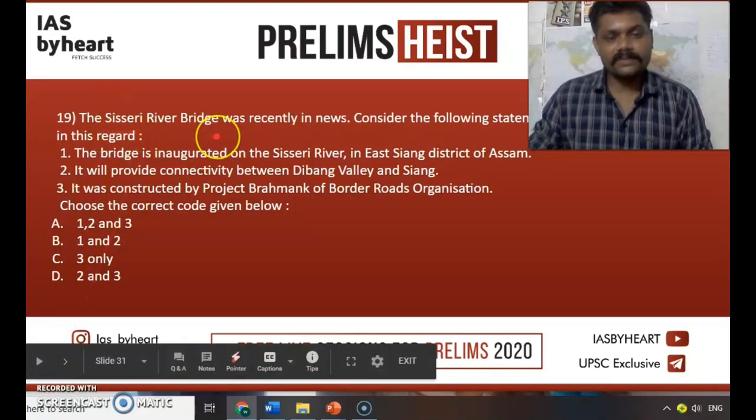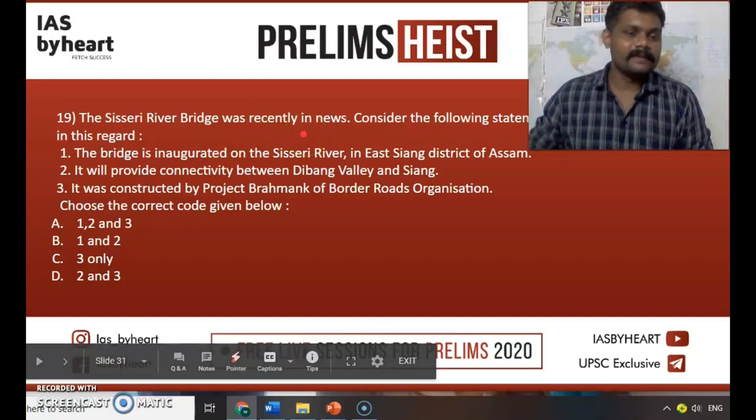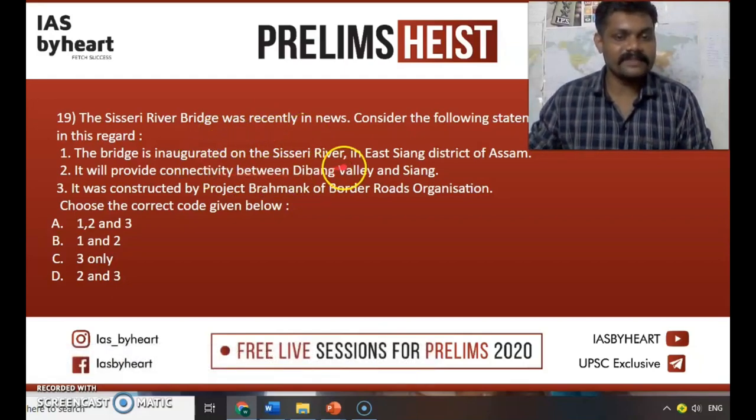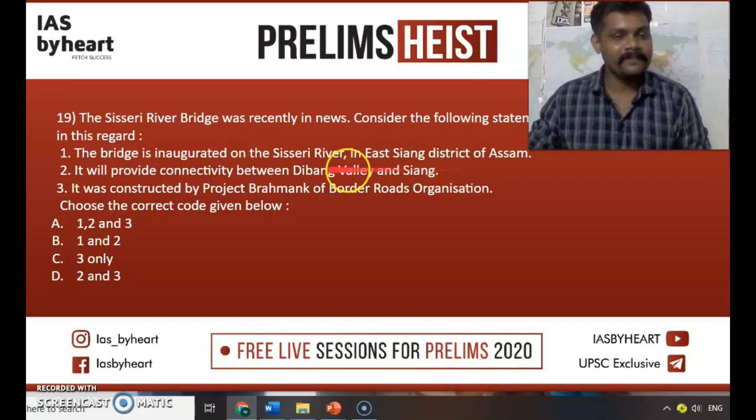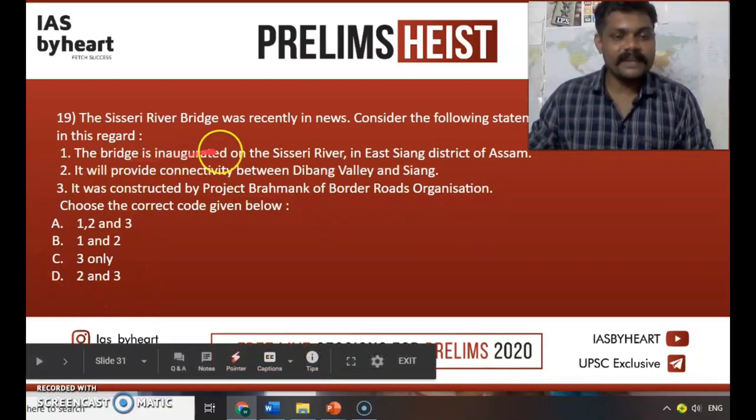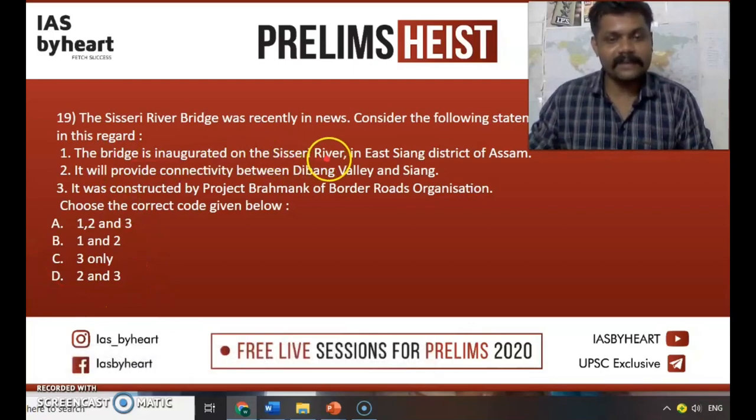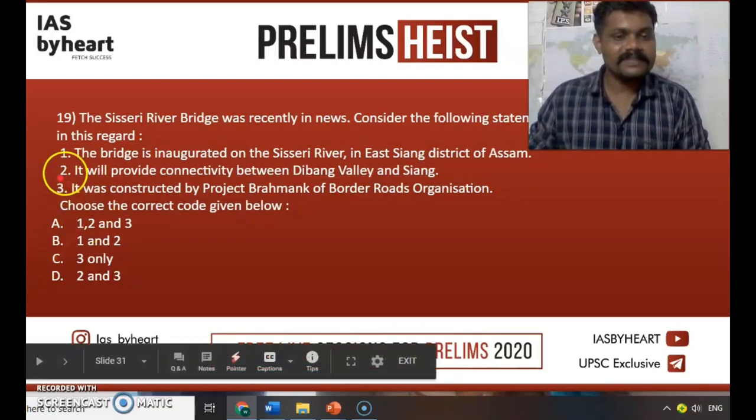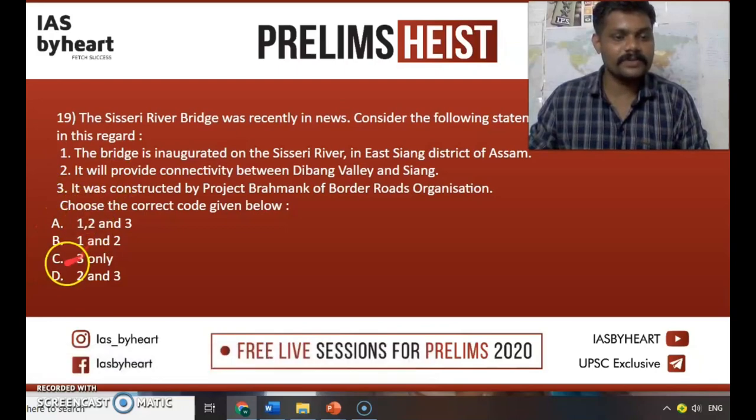The Sisseri River Bridge was recently in the news. Consider the following statements. This bridge is inaugurated on the Sisseri River in the East Siang district of Assam. Second, it will provide connectivity between Dibang Valley and Siang. Third, it was constructed by Project Brahmank of the Border Roads Organization. This is the important one, BRO. Here you have to select the right one. See, this bridge is inaugurated on the Sisseri River in East Siang district of Assam. No, this is wrong, because it's inaugurated in Arunachal Pradesh. But our second and third statements are right. So our option will be D.